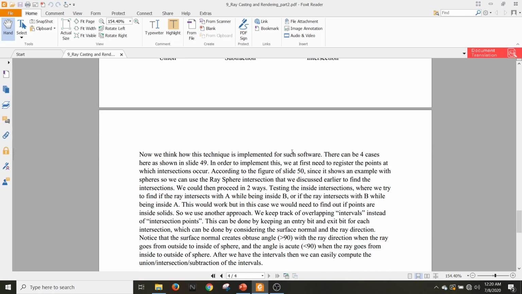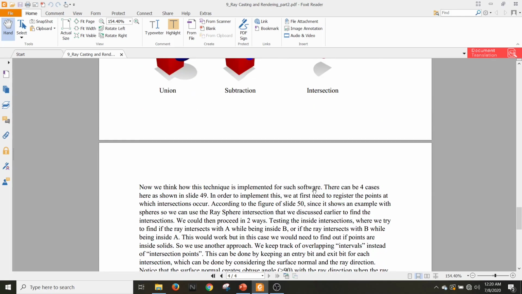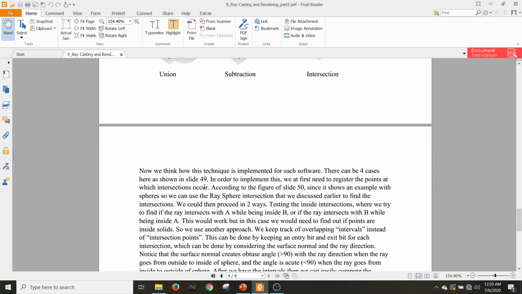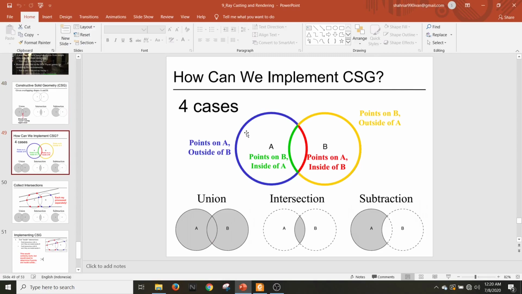Okay, so now we try to think how this particular technique of CSG can be implemented for software like AutoCAD. There can be 4 cases here as shown in slide 49. So this is slide 49 and you can see 4 cases here. First, if you consider 2 different spheres A and B, there may be points on A that are outside B. There may be points on B that are inside A. There may be points on A that are inside B, and there are points on B that are outside of it. So these are the 4 cases that can happen.